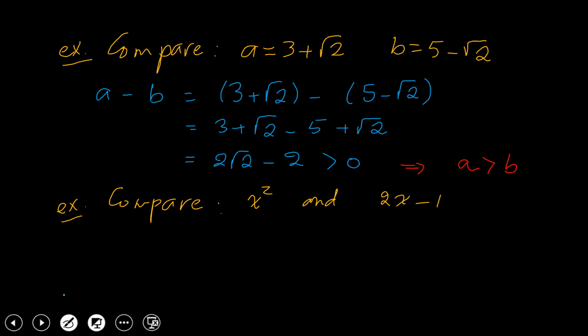Let's see the second question. Compare x squared and 2x minus 1. Look at the trick now. A minus B is equal to x squared minus 2x. We open parentheses, putting them between parentheses in order to change the sign later. We get x squared minus 2x plus 1. Identity. Excellent. Which is what? X minus 1 squared, power 2. Exactly. What can you say about the answer?